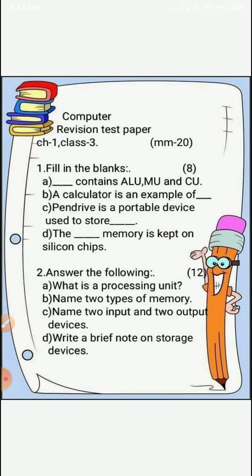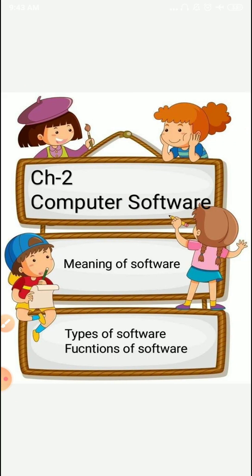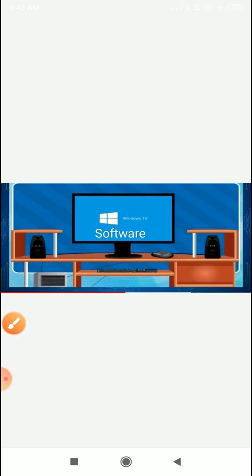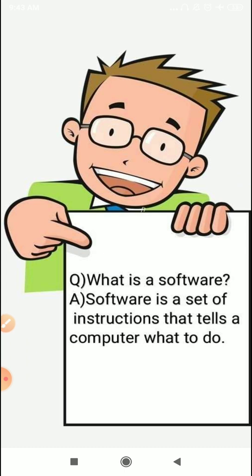Now, continuing the video, we'll start with our chapter number 2, which is Computer Software. In this chapter, we are going to learn about the meaning of software, types of software and functions of software. So coming first to software, let me make clear what a software is. A software is a set of instructions that tells a computer what to do.